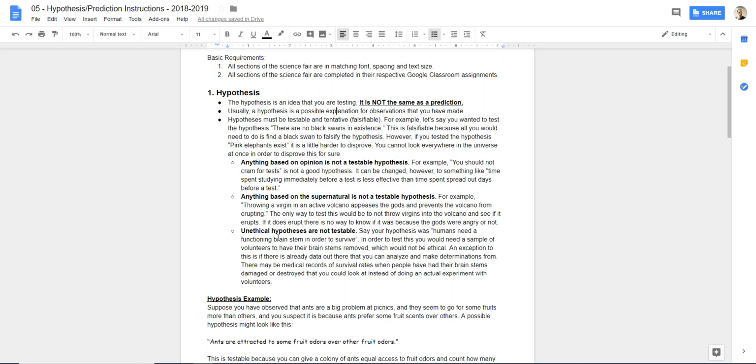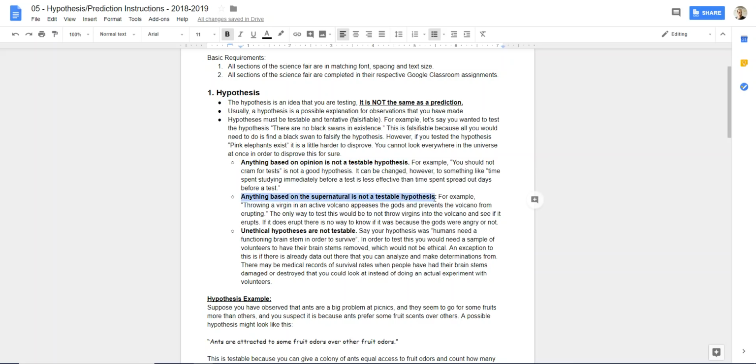But the big three things to avoid are, first, anything that's based on an opinion, like "I think that tests are bad," or "I think this," or "you think that," or anything that has the word "should" in it. That is usually opinion based and is not a hypothesis, because you can't test if that's true or not.